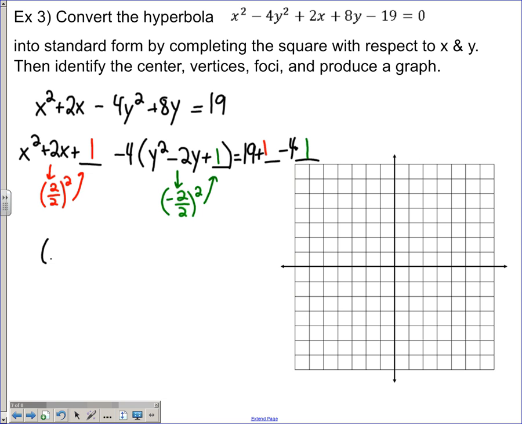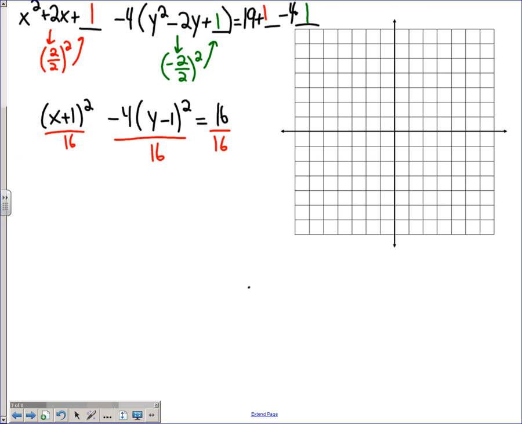So our x terms, that would be x plus 1 quantity squared. Then we have minus 4 times our y terms. It's a perfect square now, so it's y minus 1 quantity squared. And then on the right-hand side, we have 19 plus 1 is 20. Minus 4 would be 16. Okay. Now we're not quite in standard form. We always need to have it equal to 1. So we'll divide each term by 16. And finally, we will get standard form: x plus 1 squared over 16 minus y minus 1 squared over 4 equals 1.